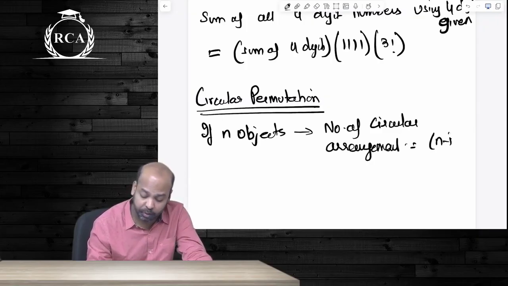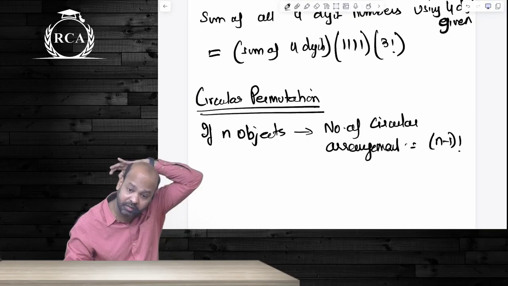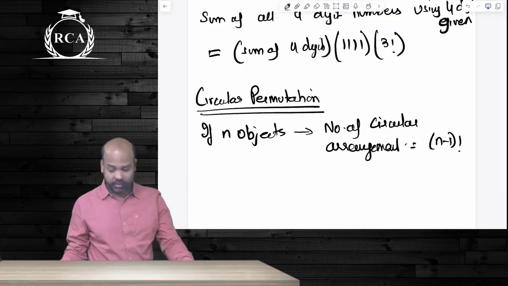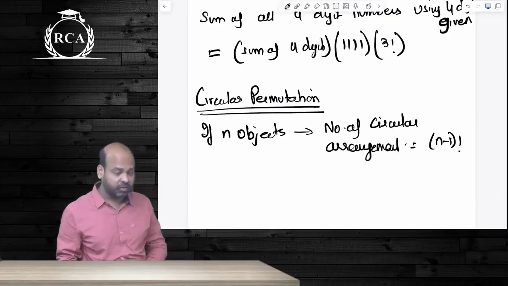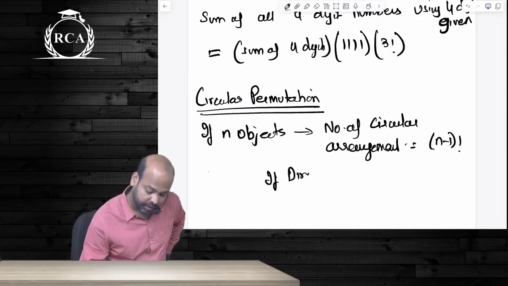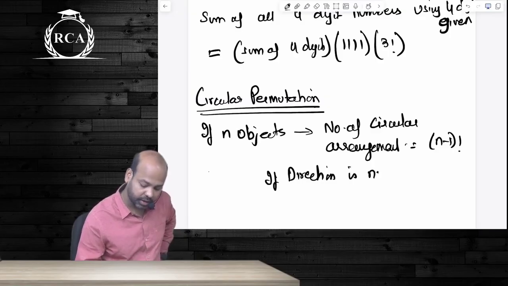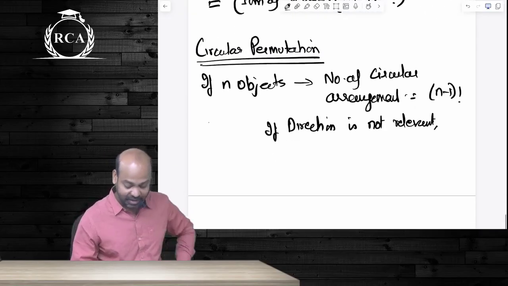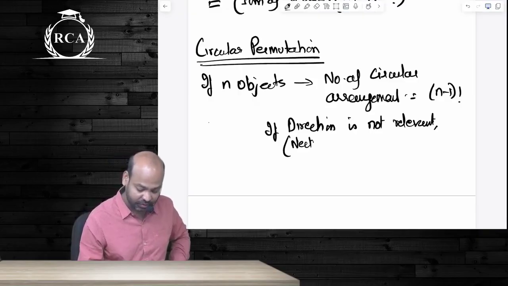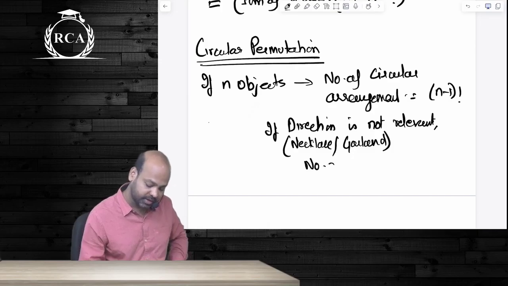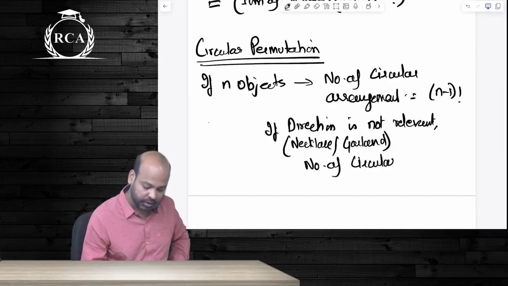What if the direction is also not relevant? When I write n minus 1 factorial, remember, your clockwise and anti-clockwise direction matters. If the direction is also not relevant, beta, for which cases will you take direction as not relevant? Necklace and garland. This is also coming in the exam today, so I'm leaking the paper, I'll charge 100 rupees from everyone. Yes, if direction is not relevant, that is, in case of a necklace or a garland, the number of circular arrangements will become n minus 1 factorial divided by 2.